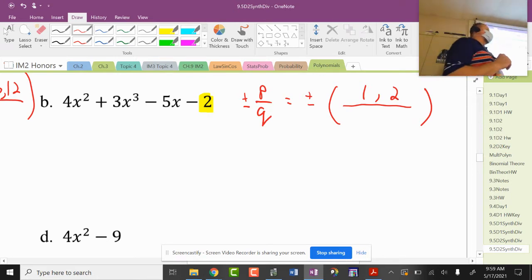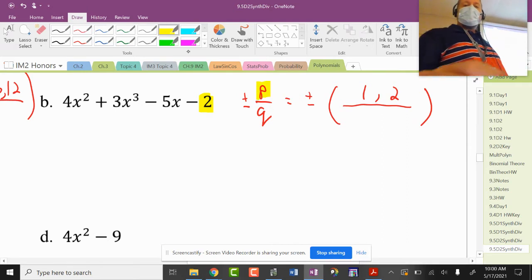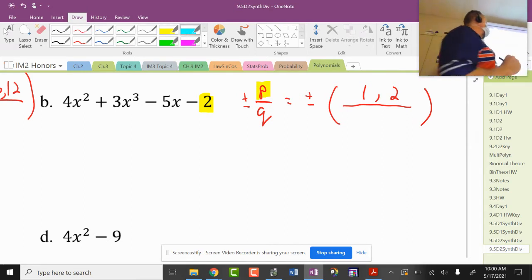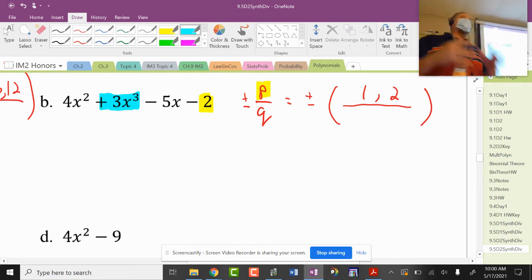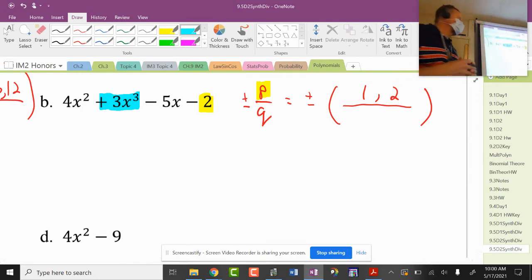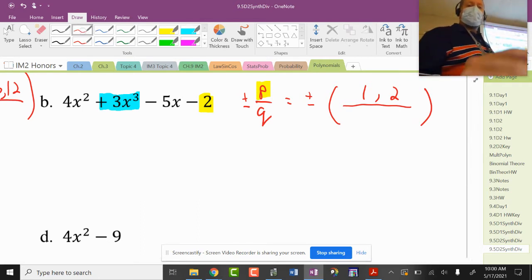Factors of 2 are just 1 and 2. All right, and I should highlight that in yellow. And don't be a robot and just pick 4x squared 4 as the leading coefficient. No, this is not in descending order. That's one of the first things you'd have to do with this. If you were actually going to find the zeros, you should put this in descending order.